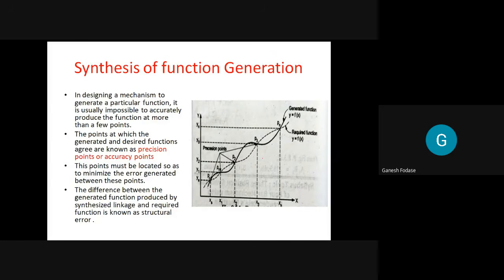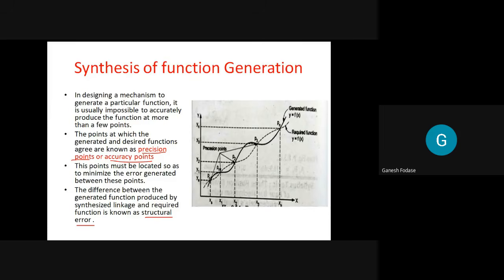Now, before starting the analytical methods of dimensional synthesis, one part I have to discuss, which is important. 2-3 definitions are there, and then we'll stop. There are two definitions I have to discuss here. One is what is precision point, sometimes also called accuracy points, and the second one is what is structural error. I will try to define these two with the help of this diagram.